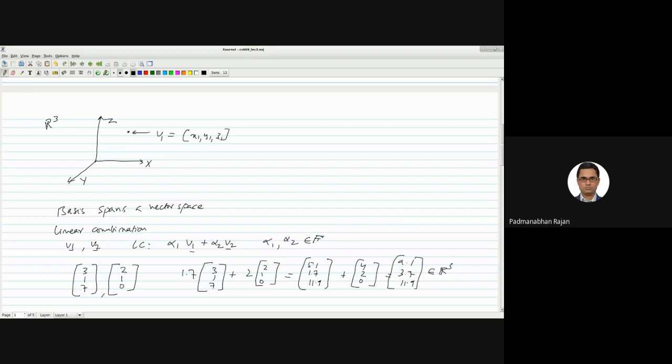So, just some general questions. How many bases are there for a given vector space? Can somebody volunteer? How many bases are there? How many sets of basis vectors are there? I'm not talking about the number of elements inside the basis. I'm talking about how many different sets of basis vectors are there. Basis 1, basis 2, basis 3. How many are there?